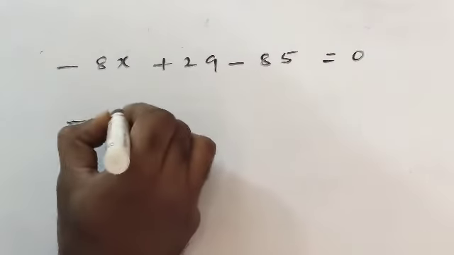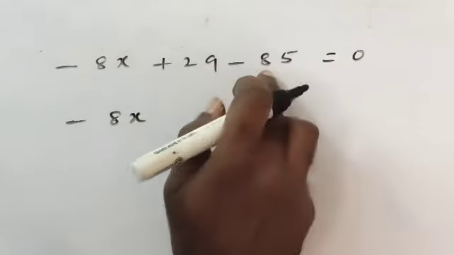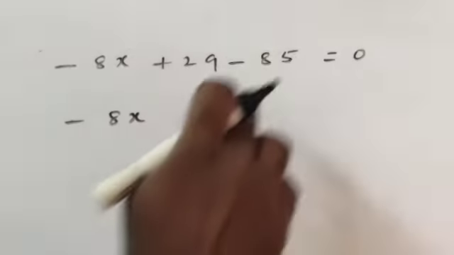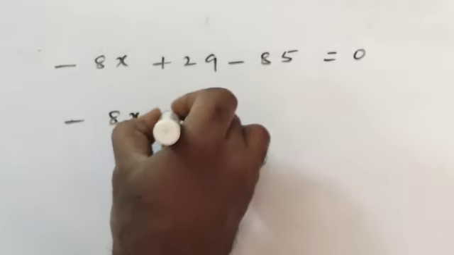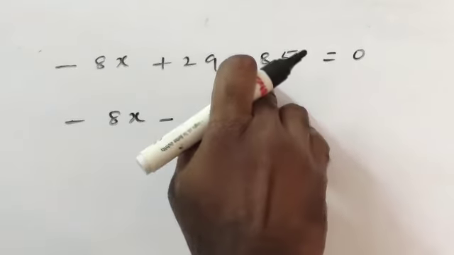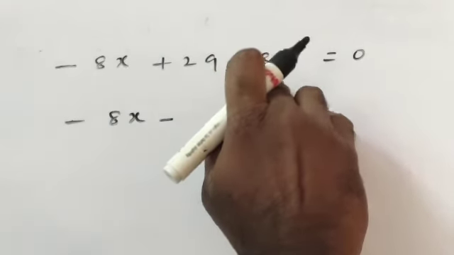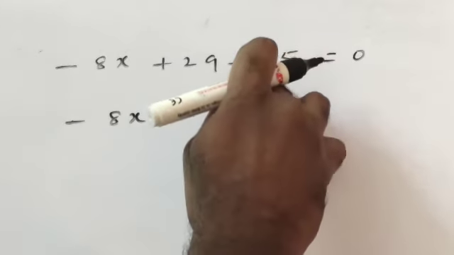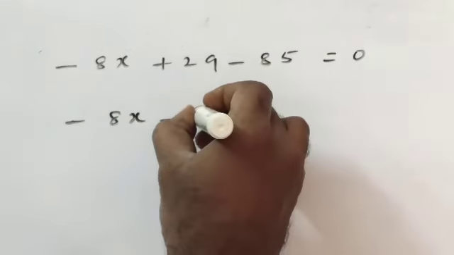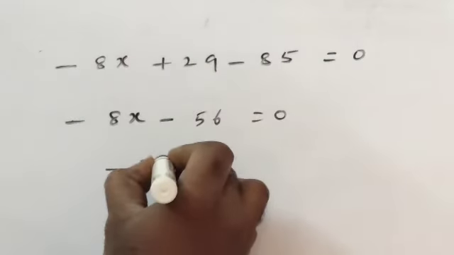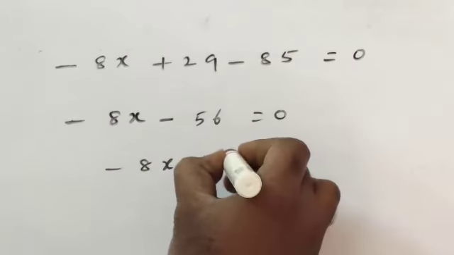Now the symbols are varying, so we should subtract 29 from 85. The greater number has the minus symbol, so we have the minus symbol. 5 minus 9, it is not possible. Borrow 1 from 8. 15 minus 9, that is 6. Here 7. 7 minus 2, that is 5. Minus 8x equal to plus 56.